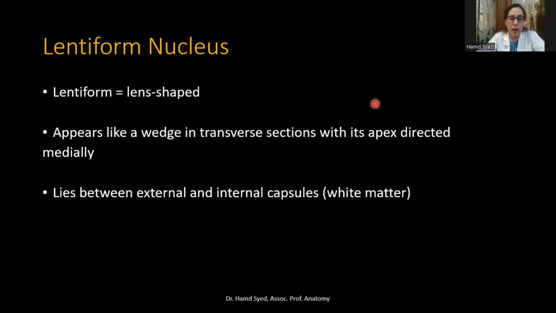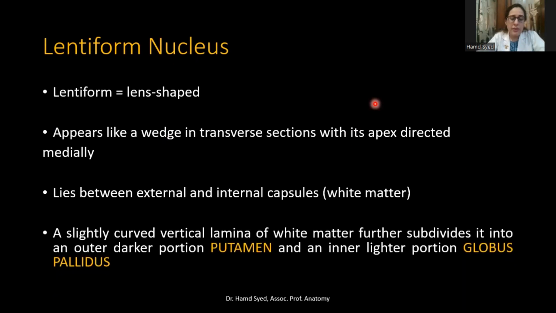And this part lies between the external and internal capsules, which are composed of white matter. There is a slightly curved vertical lamina of white matter which further subdivides the lentiform nucleus into an outer darker portion, which is the putamen, and an inner lighter portion, which is the globus pallidus.